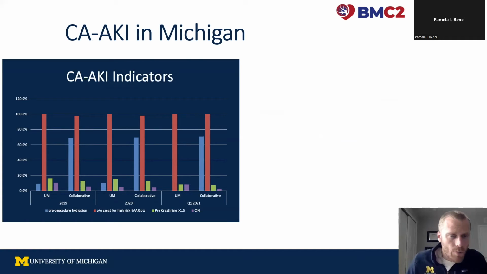And purple is CIN. If you look at the blue here, you can look at 2019, 2020, and then we don't have quarter 1 of 2021 on this data. You can see that University of Michigan is doing significantly less pre-procedure hydration when compared to the collaborative. Then if you look at the purple, there's a corresponding increase in our CIN rates compared to the rest of the collaborative.